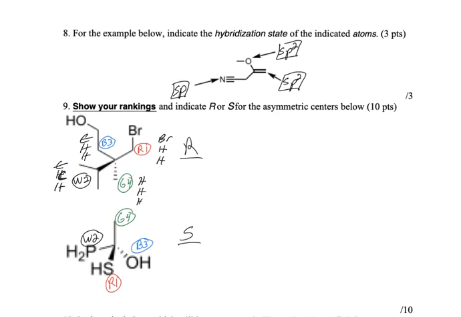Similarly, down here it's a little easier because this is just looking at atomic number. So you have sulfur as the highest atomic number, then phosphorus, then oxygen, then carbon. So 1, 2, 3, 4. And if you do the model kit rotating, this is actually an S molecule. Make sure you take time to rank these things and do your best.